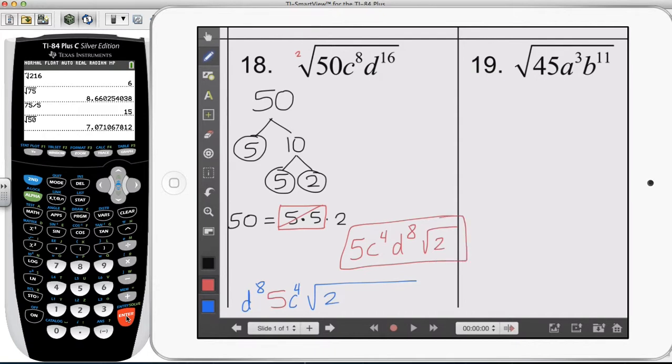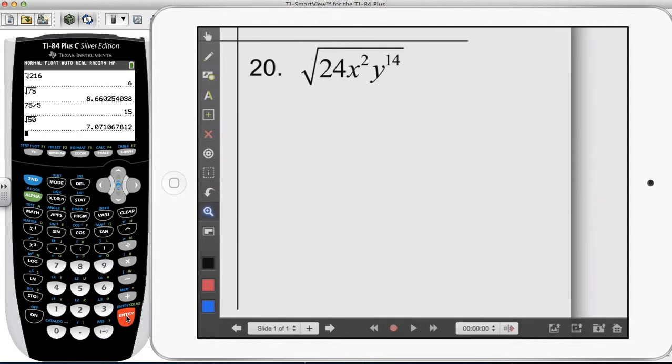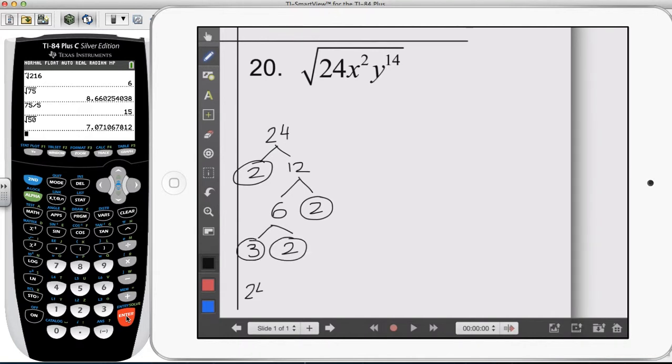Now let's move on to number 20. Square root of 24, x to the 2nd, y to the 14th. Now let's find square root of 24. I can directly know that it's not going to give me a whole number if I try to square root 24, so I need to do the prime factorization. Now what multiplies to give you 24? 2 and 12, circle the 2. What multiplies to give you 12? 6 and 2, circle the 2. What multiplies to give you 6? 3 and 2. So I'm going to now write down the prime factorization for 24. As you can see, it's 2 times 2 times 2 times 3.